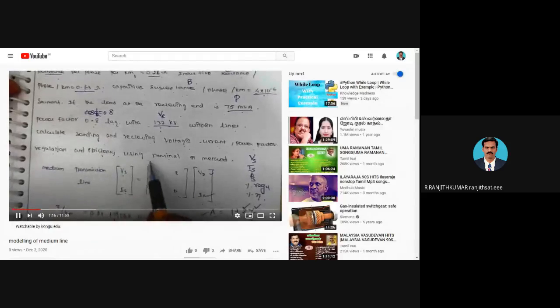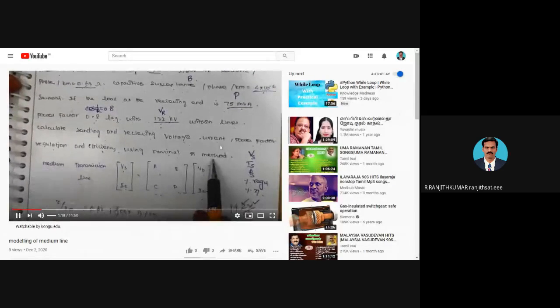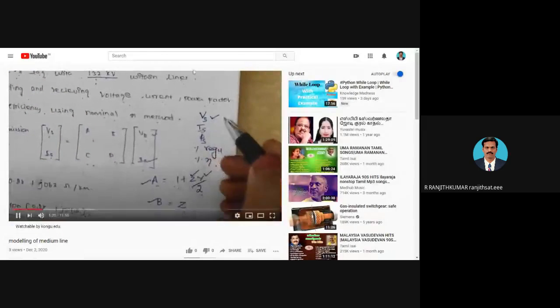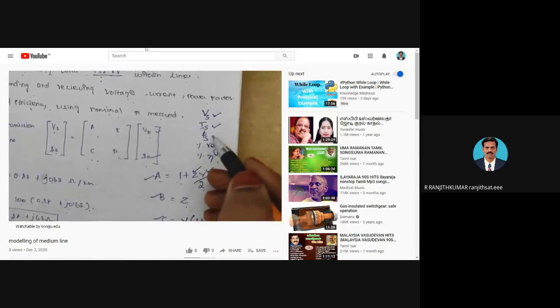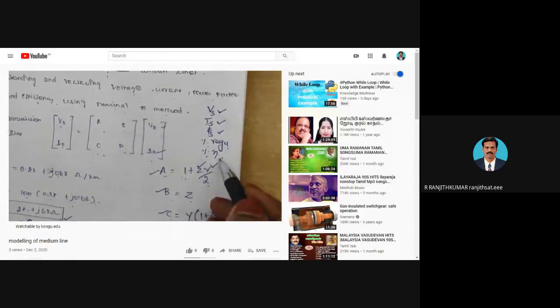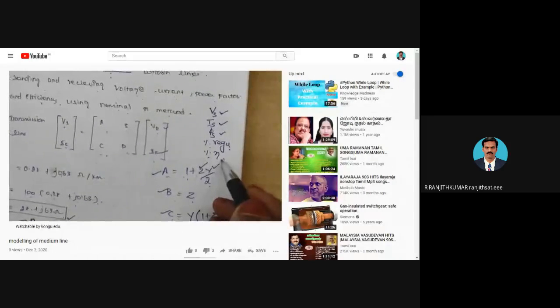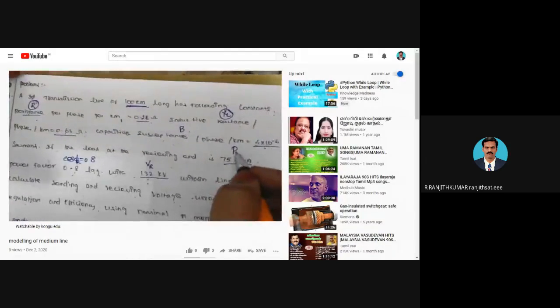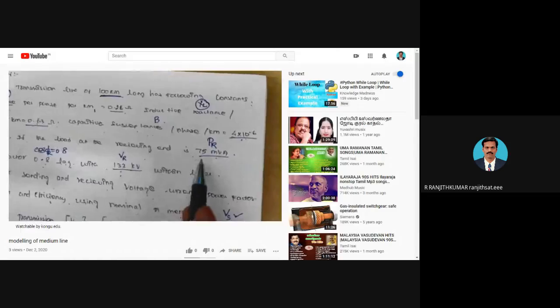And efficiency using nominal pi method. So for this experiment, we have to calculate sending end voltage, sending end current, sending end power factor, percentage of voltage regulation, and percentage of efficiency. The data given are the receiving end voltage and receiving end power PR is given in the question.